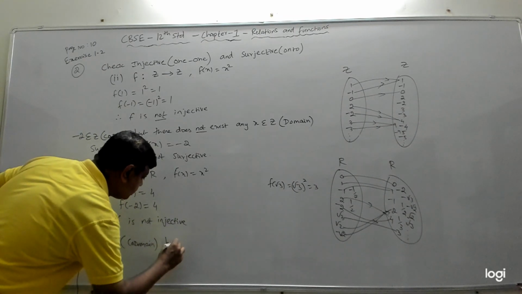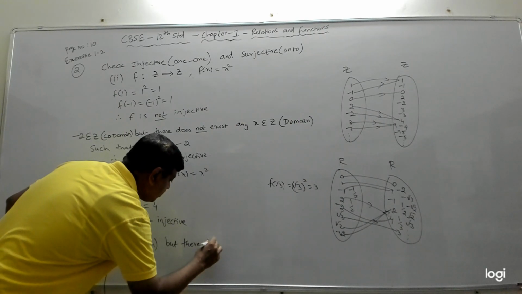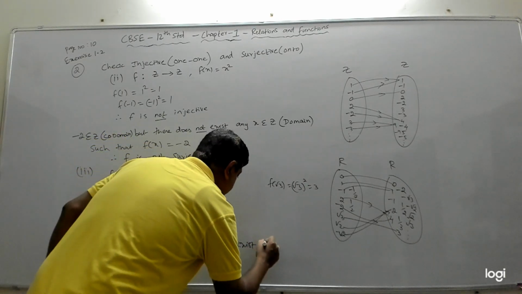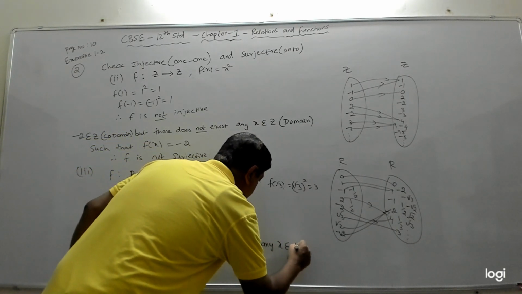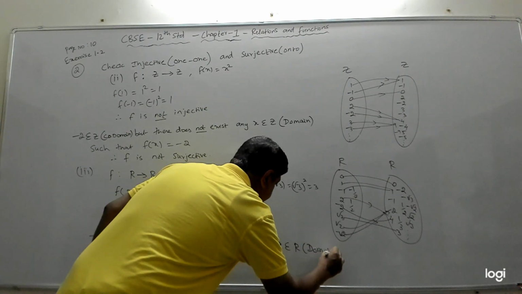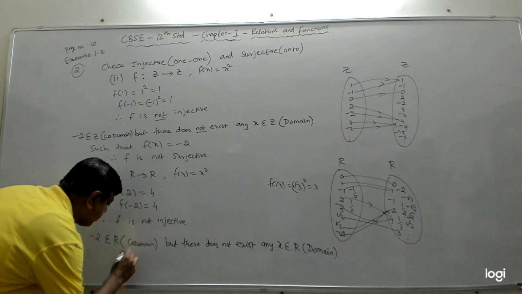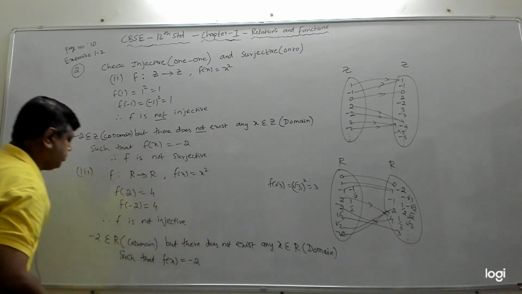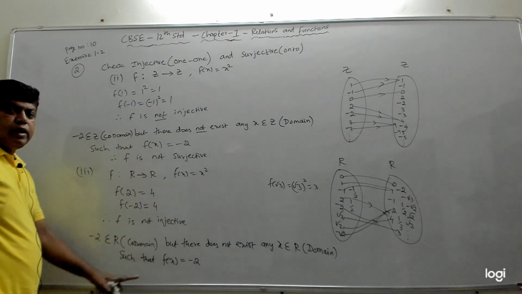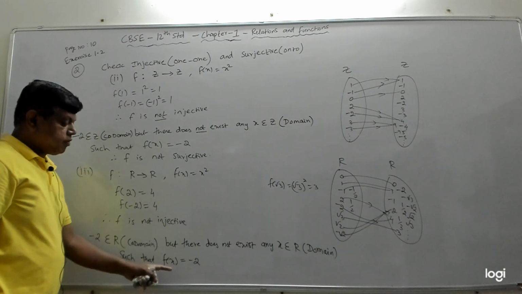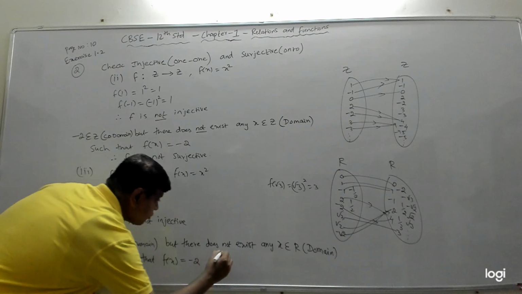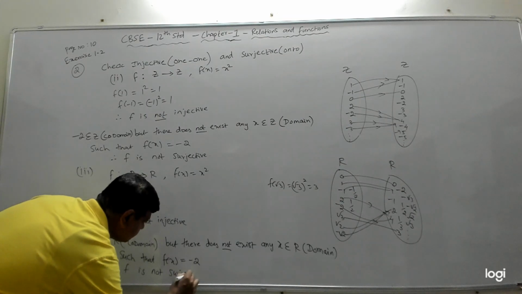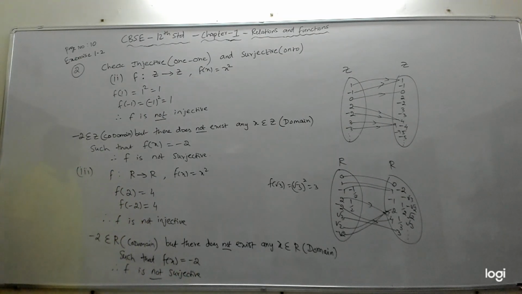Minus 2 belongs to R, but there does not exist any x belonging to R, here it is the domain, such that f of x is equal to minus 2. I cannot get f of x as minus 2 for any x. Therefore, f is not surjective. f is not surjective. Clear?